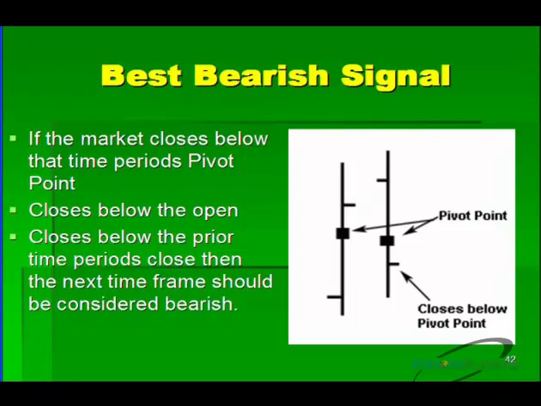Now, what about the downside? Real simple. If the market closes below that time period's pivot point, we're going to assume the market's bearish. So in other words, if this is our pivot point and the market's closing below the pivot point, if it also closes below the prior time period's close, and if we close below the time period's open, so we have several bearish indicators.